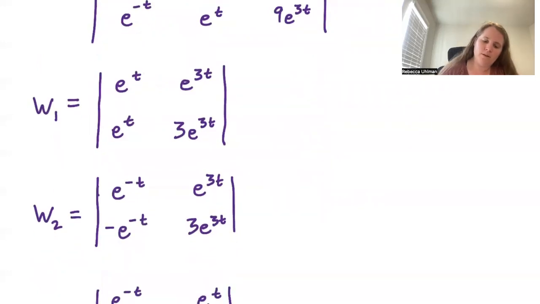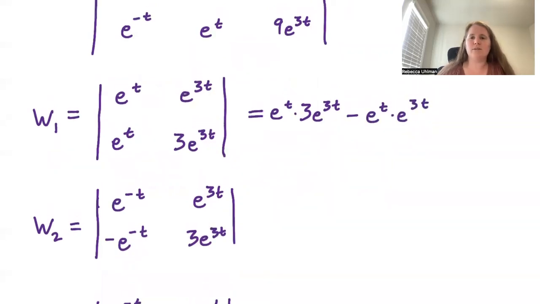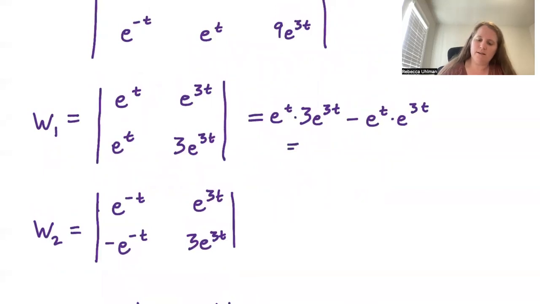So W1, we're just looking at e to the t times 3e to the 3t minus e to the t times e to the 3t, or 3e to the 4t minus e to the 4t gives us 2e to the 4t.